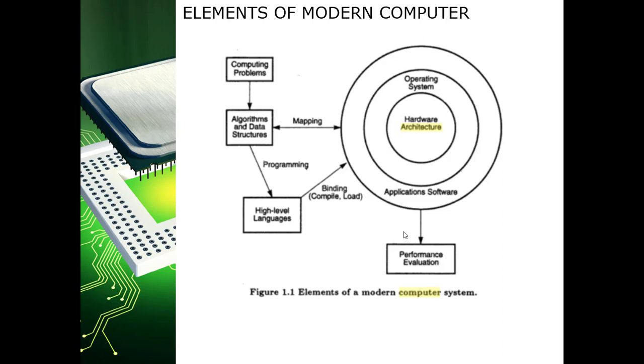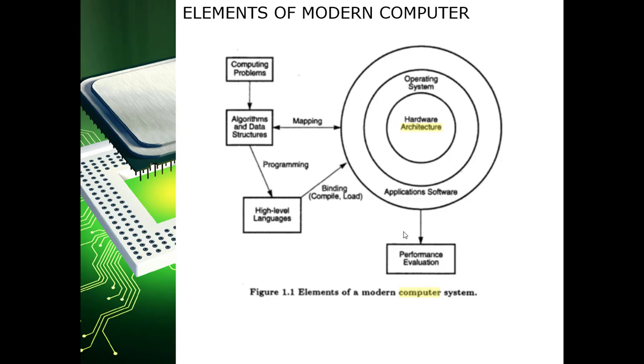So after computing problems, algorithms and data structures, next we have to discuss the hardware resources, that means the hardware components available on the computer side. Mainly there are three components: operating systems, hardware architectures and application software. You see the diagram represented within this circle. Application software is on the outermost circle, then the operating system, and the innermost circle is the hardware architecture.